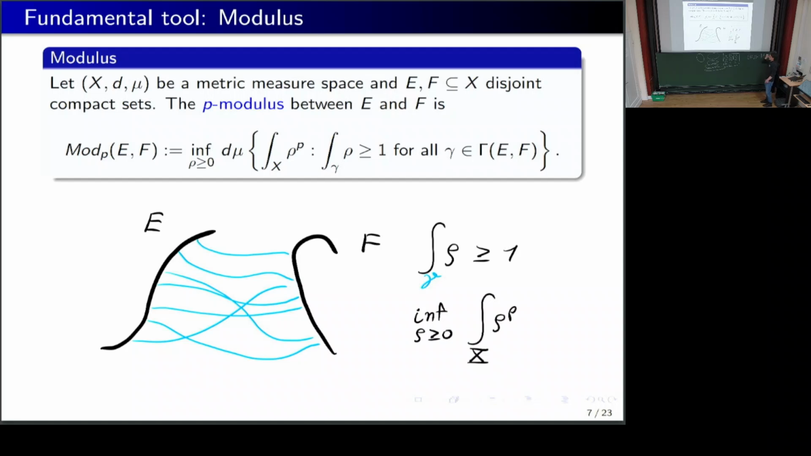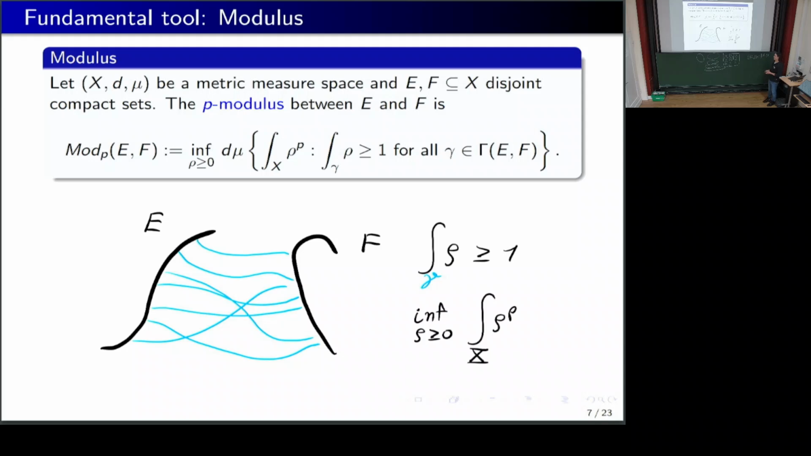Okay. So now I introduce a really important concept in quasiconformal geometry and also in analysis. This appeared in the talk of Damaris a few weeks ago. So to define modulus, I need a metric measure space, and I define modulus between two sets. I have two disjoint sets, which are usually compact, and I look at all the rectifiable curves between them, and all Borel functions which integrate to at least one over all those. Then I take the infimum of the p-integrals of these densities. So this is the definition of modulus.